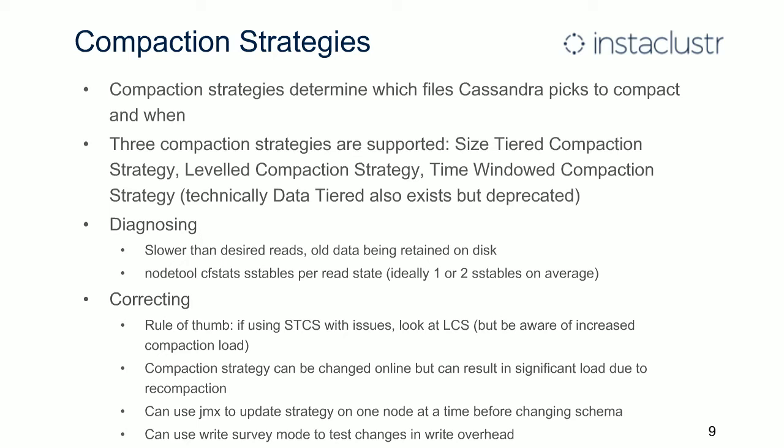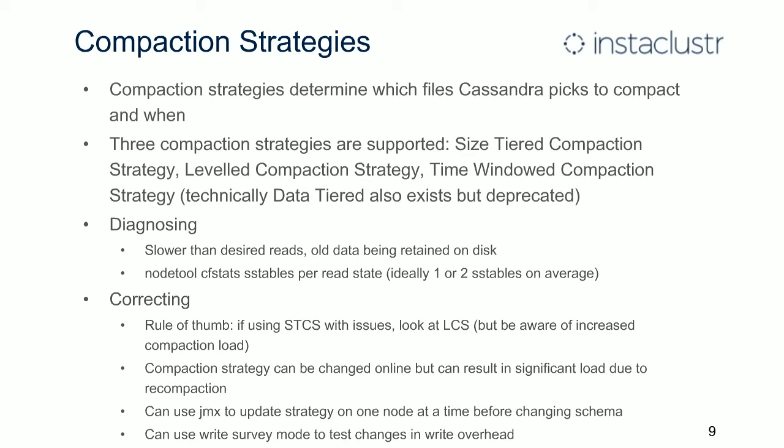One good method to update the strategy is you can use JMX to update the compaction strategy for one node at a time before changing the schema. And there's blog posts around on the internet about how to do that. So that means that you can just have a single node redoing its compactions, work your way through the cluster. Once they're all done, change it at the schema level so it becomes a permanent setting. And that way you don't have that big load across the entire cluster at one time.